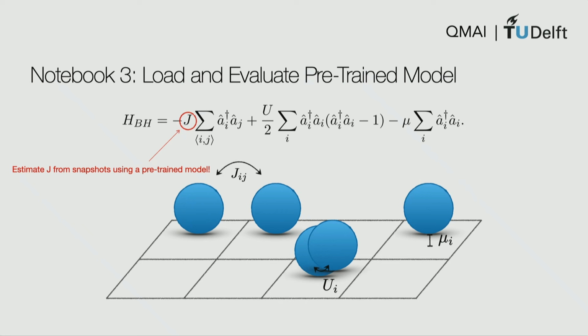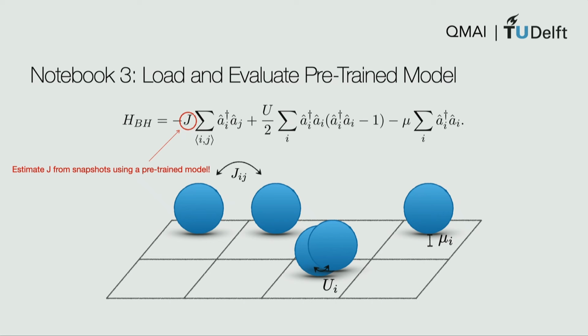I feel like everyone is feeling a little bit sleepy today, but I do have two notebooks for you if you want. One is the idea that you just take directly the snapshots and train the model that maps the snapshots onto the parameters of the Hamiltonian. This is a complete nightmare. You need so many convolutional filters and so many trainable parameters that it would not run in the Colab. So we pre-train the model for you and you can just load it and evaluate it if you like.